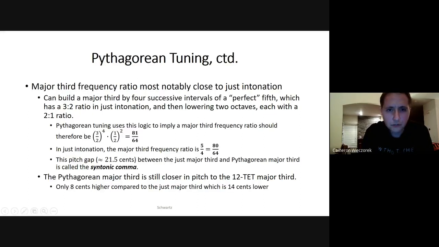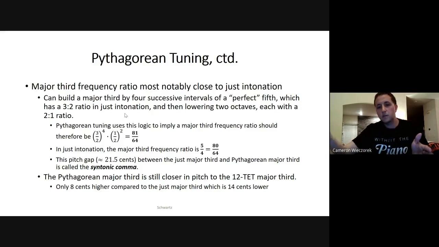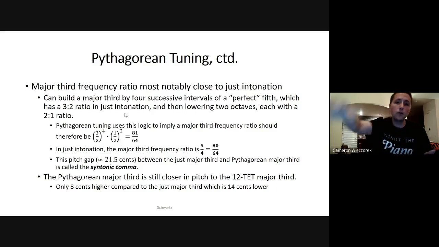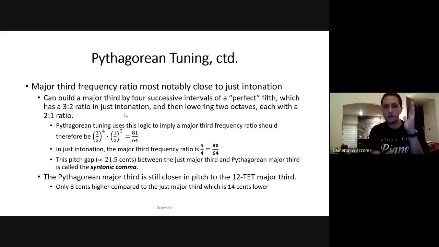The major third frequency ratio is most notably close to just intonation using this tuning. The idea is that in music theory, you can build a major third by starting at a tonic note and going up 4 successive intervals of a perfect fifth. I'll demonstrate this in a second. So you go up 4 successive intervals of a perfect fifth. You do it 4 times. And then where you end up, you lower that note 2 octaves. And from tonic to final note is what we call a major third.